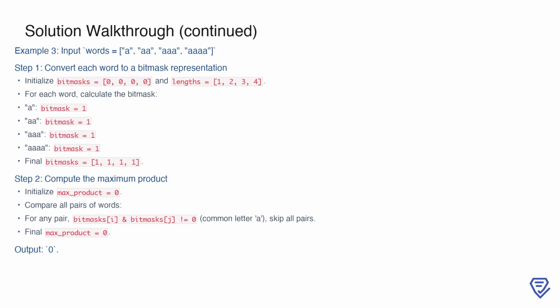In this final example, we have words that all consist of the letter A, repeated multiple times. When we calculate the bitmasks, each word's bitmask is simply 1, because there is only one unique letter. With all bitmasks being identical, any pair of words will have a bitwise AND that is not 0, meaning every pair has common letters. As a result, no pair satisfies the condition of having no overlapping letters, so no products are calculated. The maximum product remains 0, and the final output is 0.